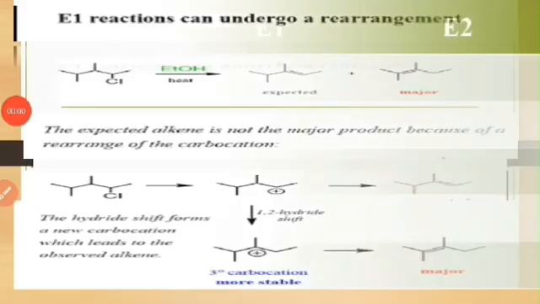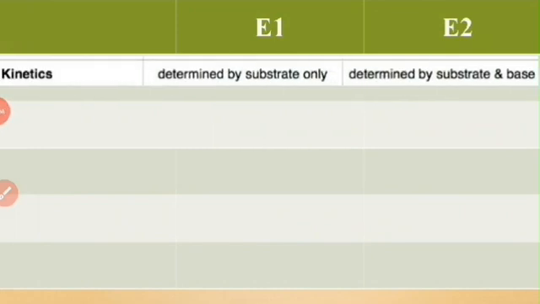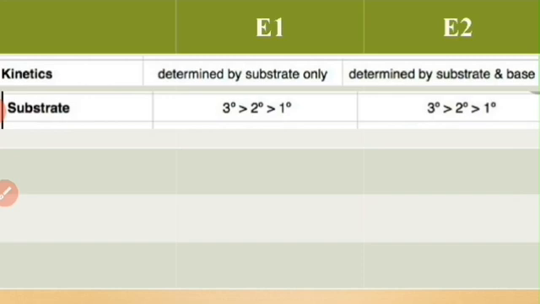Next, E1 versus E2 reactions. Kinetics. We have seen that E1 is a reaction determined by the substrate only, and E2 is determined by the substrate and base. Then what is the substrate? The substance which is undergoing the reaction mechanism.